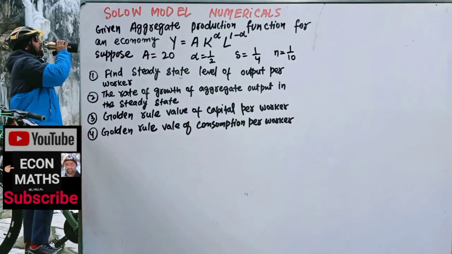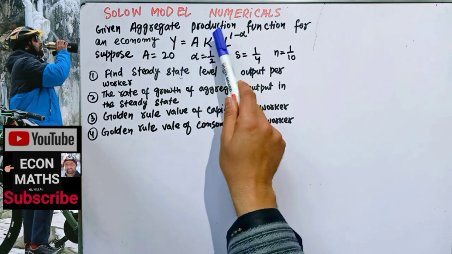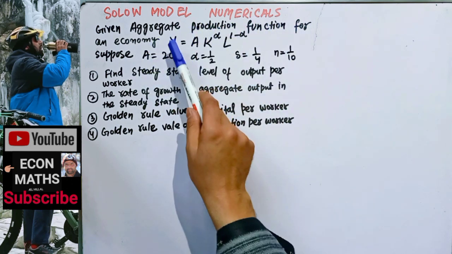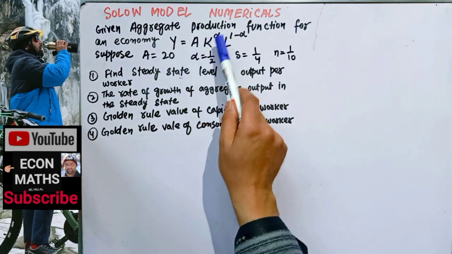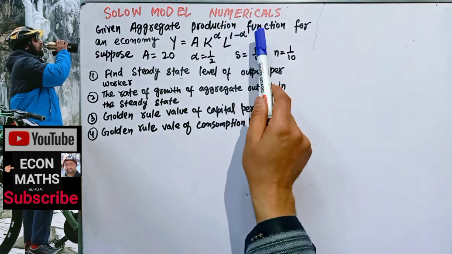Let us solve some of the numerical problems on Solow model. The question is, given the aggregate production function for an economy, that is Y = A K^alpha L^(1 - alpha).